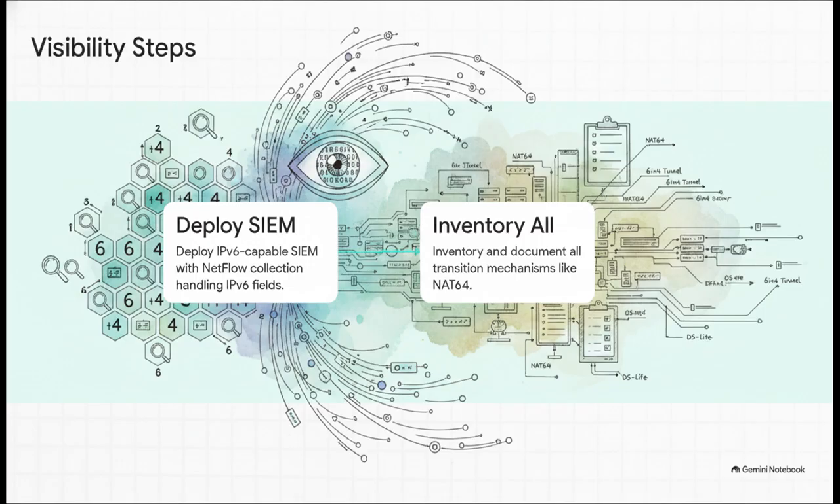Once you fix that visibility gap, step 2 is rigorously inventorying and documenting all transition mechanisms currently running in your environment. You need to know exactly where every single 6to4 tunnel, NAT64 deployment, and DS-Lite instance lives, so they can actually be managed.